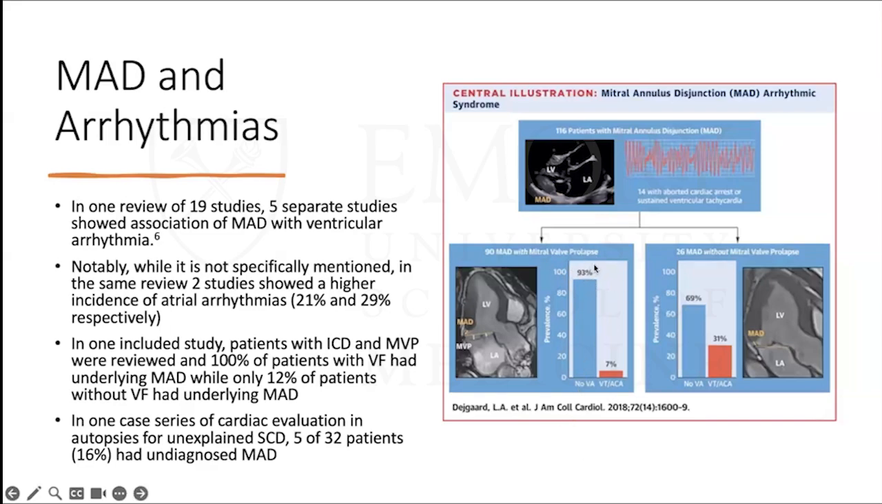But the 90 with this went on to not have VAs, no ventricular arrhythmias here. 93% not having this, whereas only 7% already had a ventricular arrhythmia in follow-up, whereas comparing this to the 26 without mitral valve prolapse, the prevalence was up to 31%. So this is a significant increase in VT and VF in these patients. So notably, if you have mitral annular disjunction, you're already at a higher risk for having a ventricular arrhythmia. And then if you have mitral annular disjunction without mitral valve prolapse, that raises your risk even higher.